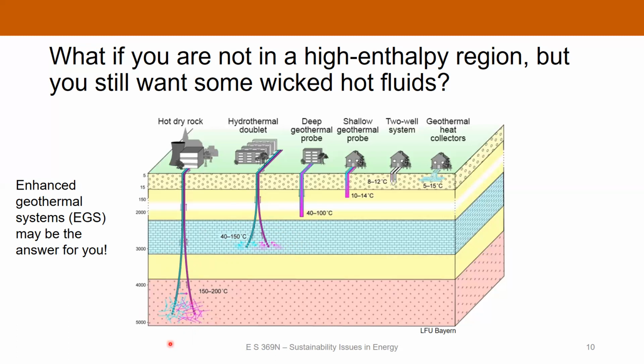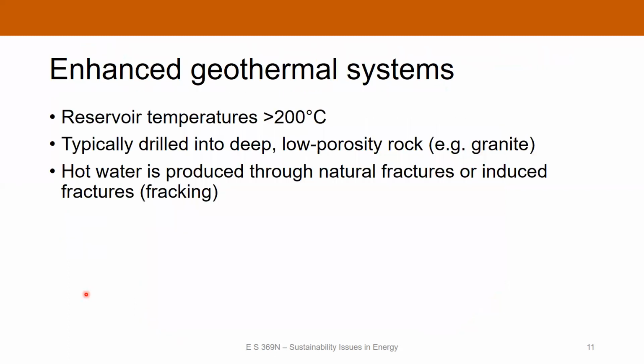And so what you have to do is exploit naturally occurring fractures that are in those rocks. So these are the characteristics of enhanced geothermal systems: typically above 200 degrees Celsius, deep, low porosity rock, granite, that sort of thing. And you're either going to produce through natural fracture systems or induced fractures. So there does have to be some fracture stimulation in enhanced geothermal systems typically.